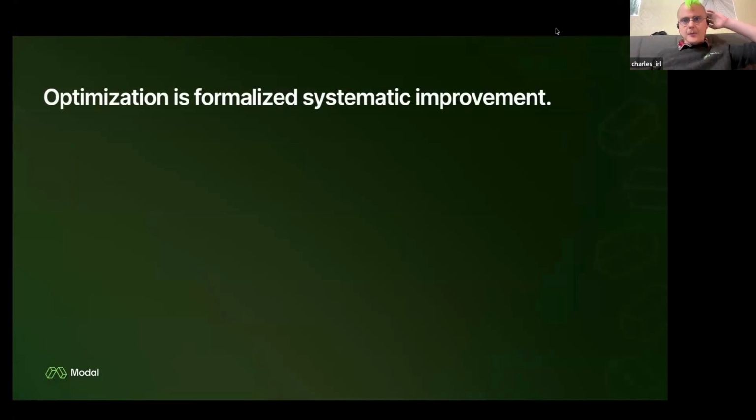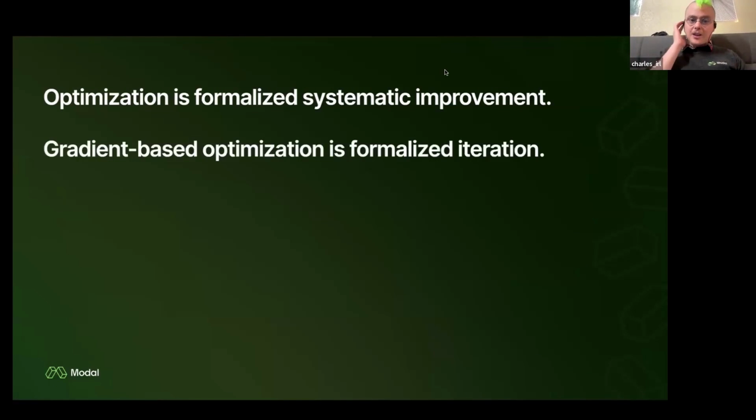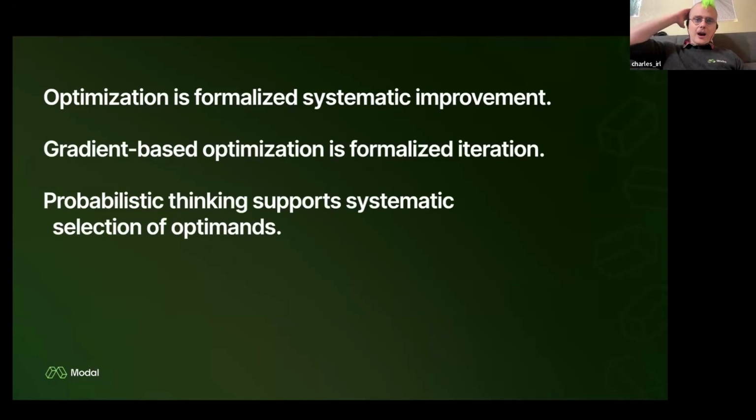So optimization, the process of improving neural networks, we think of it as an algorithm, but really it's just formalized systematic improvement. The particular type of optimization that is used on neural networks, gradient-based optimization, is a formalized version of iterative improvement, taking many small steps to get to your final destination. Choosing what to optimize is often done by people just copying the things that other people have done, but there is actually a systematic approach from statistical learning theory, from probability, that gives you a framework for thinking about these loss functions that you optimize, the optimands.